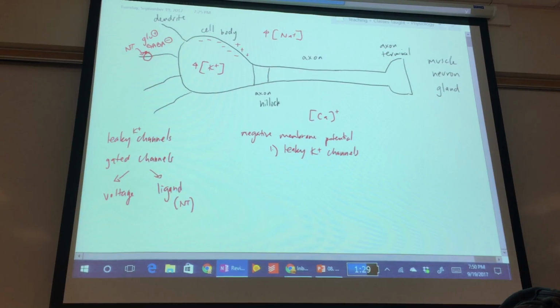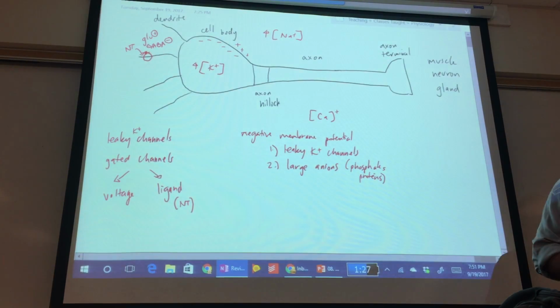But I didn't see the second reason. Group number two. What's reason number two? Large ions. Large anions, right? And what are those large anions? Phosphates, proteins. We have acids in there. Tons of stuff. Even the organelles are huge. And they have a tendency to be negative.